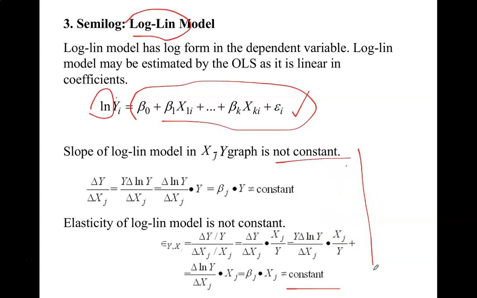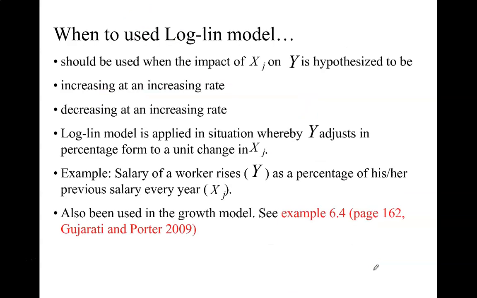Again, why do we use this type of model, why use the log linear model? We should use it when the impact of x on y is hypothesized to be increasing at an increasing rate, or decreasing at an increasing rate. Log linear is applied to a situation whereby y adjusts in percentage form to a unit change of x. For example, the salary of workers rises as a percentage of his or her previous salary each year. It can also be used as a growth model. You can see the example in Gujarati and Porter.